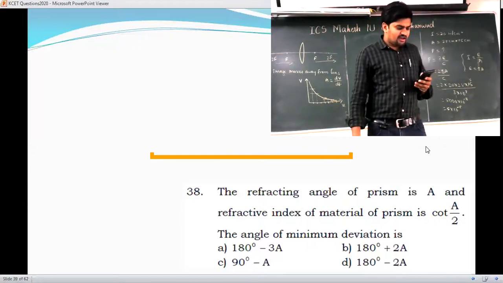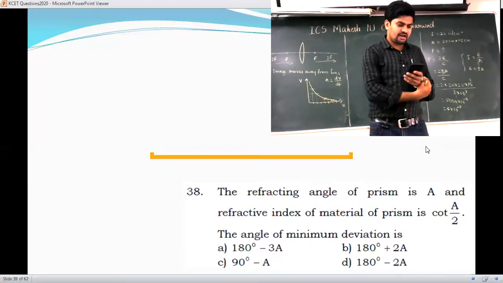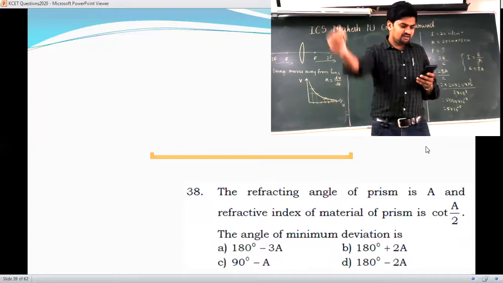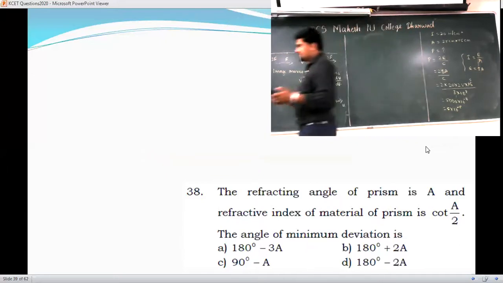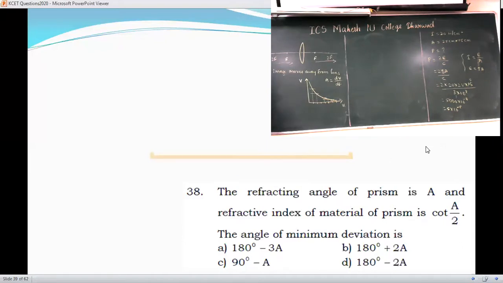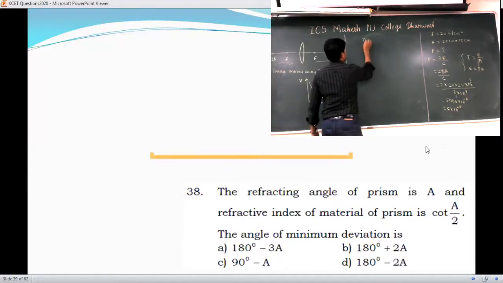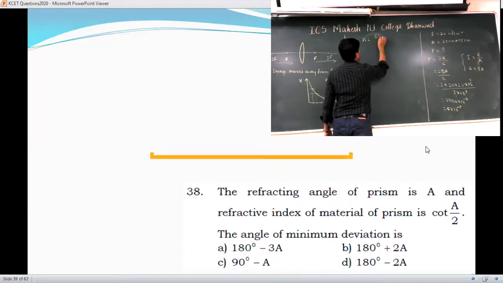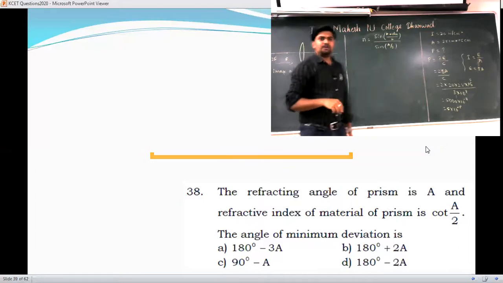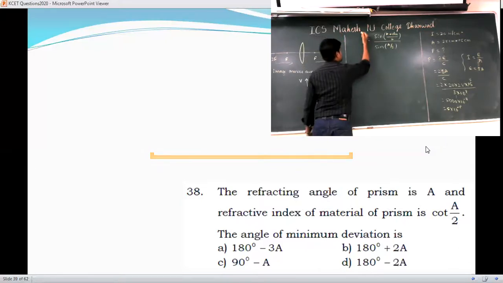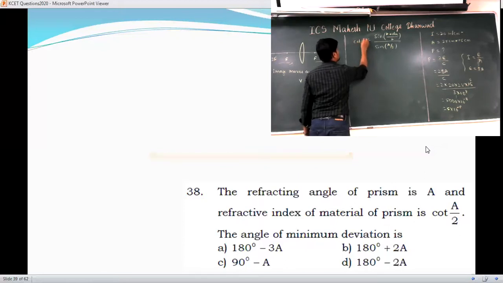The refracting angle of the prism is A and the refractive index of the material of the prism is cot A by 2. The angle of minimum deviation is? Refractive index they have given, so n is equal to, we have the formula for angle of minimum deviation: n equals sine of (A plus dm) by 2, divided by sine of A by 2. This is the formula we have. Now, what is the refractive index they have given? Refractive index is given by cot A by 2.